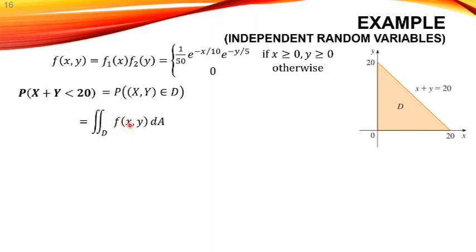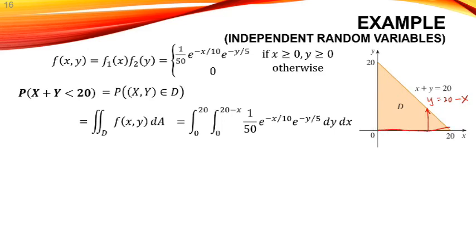So the double integral of the density function f of x y dA over the region D is equal to the density function 1 over 50 e raised to negative x over 10 times e raised to negative y over 5 dy dx, and yung y natin is evaluated from 0 to the linear function y is equal to 20 minus x, and yung x natin is evaluated from 0 to 20.